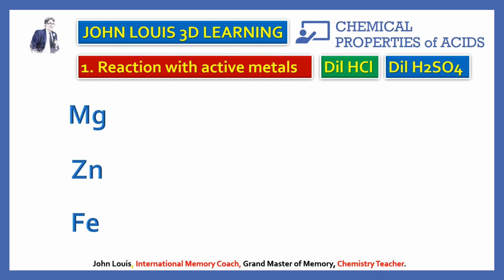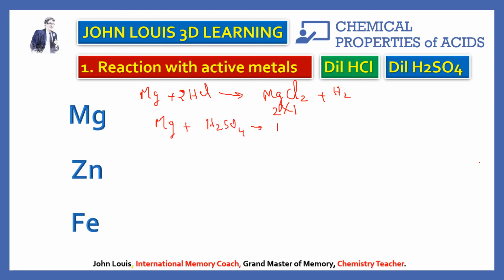So when magnesium reacts with dilute hydrochloric acid, what do you get? Magnesium chloride, MgCl2, because magnesium valency is 2, chloride valency is 1, plus H2, and if you balance you will get 2HCl. And magnesium plus dilute sulfuric acid, H2SO4, what will you get? Magnesium sulfate, MgSO4. Magnesium valency 2, sulfate valency is also 2. So 1:1, therefore you get MgSO4 and hydrogen gas is liberated.